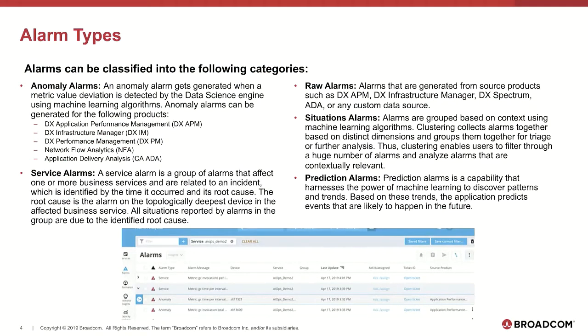Here is a brief list of the different alarm types in DX APM 11. When you look at this list, it looks fairly typical. You have your anomaly alarms, service alarms, rule alarms, situation alarms, and prediction alarms. I'm pretty sure that you'll all recognize at least 3 of them. Anomalies, prediction, and raw alarms are pretty self-explanatory, in the sense that anomalies are the odd ones out. They are the variations from the trend.